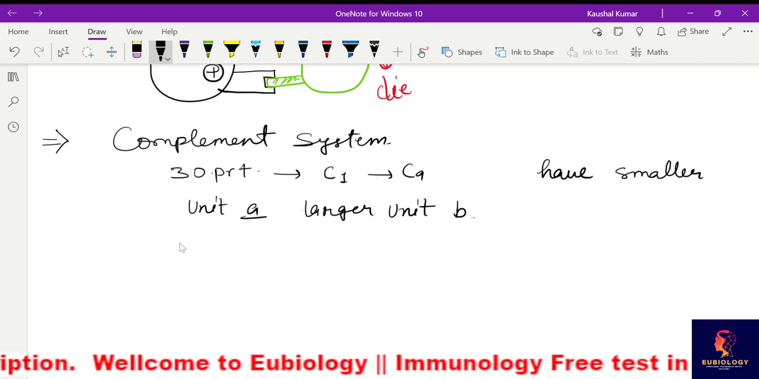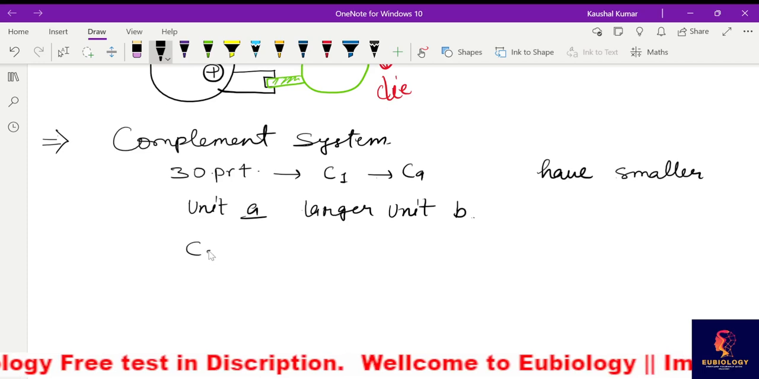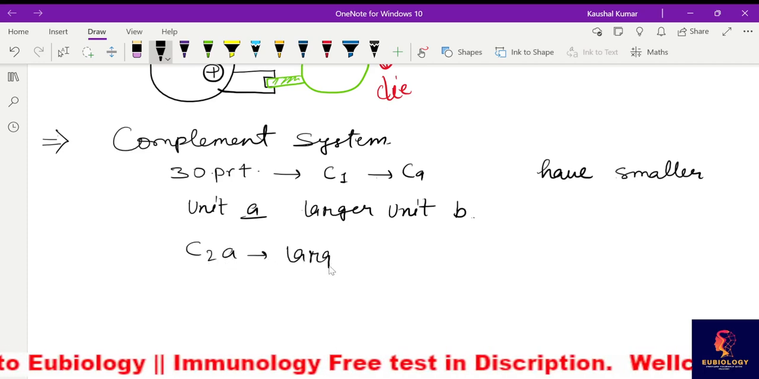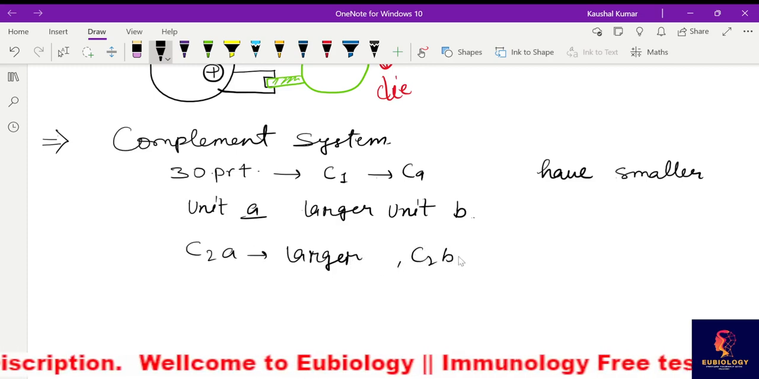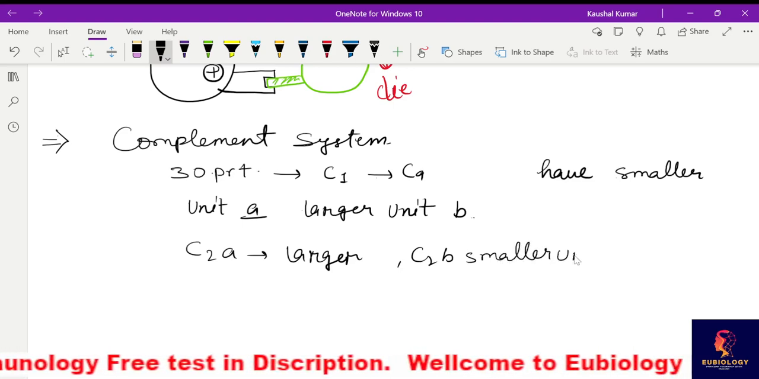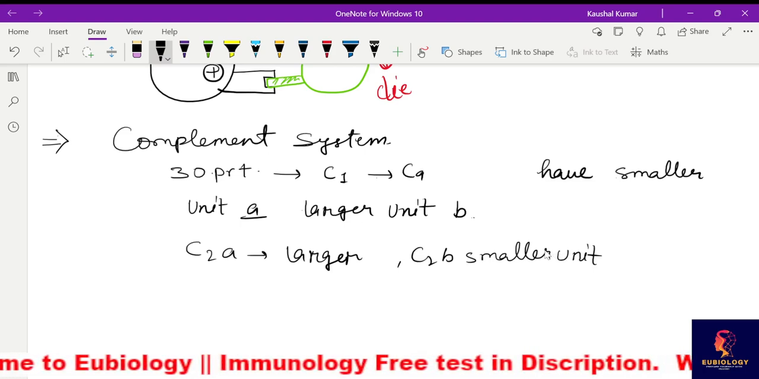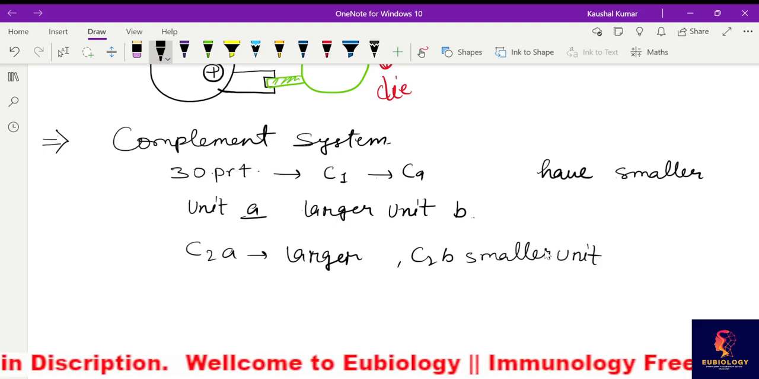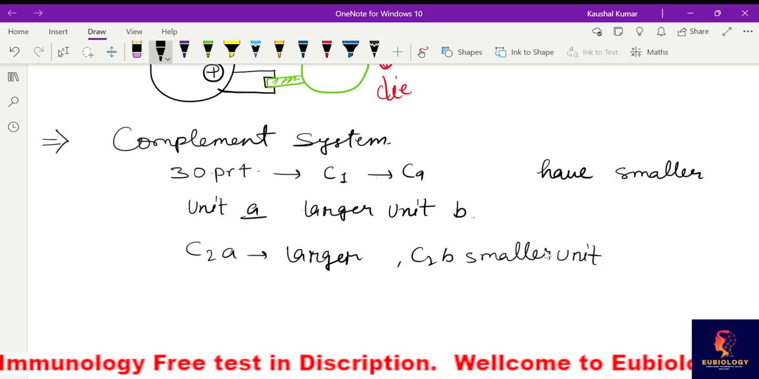The exception is C2A. C2A is the larger unit, the exception, and C2B is the smaller subunit. This is the way it will be activated. Now, how will it be activated? We will see it now.